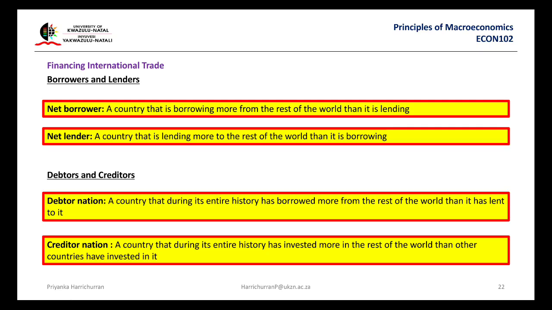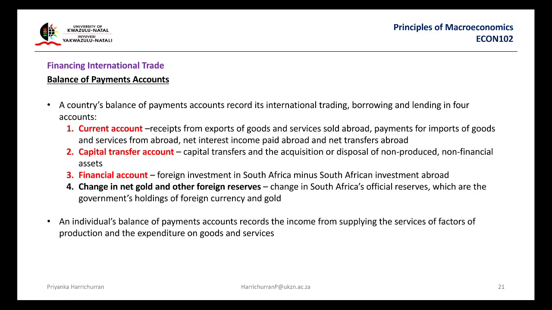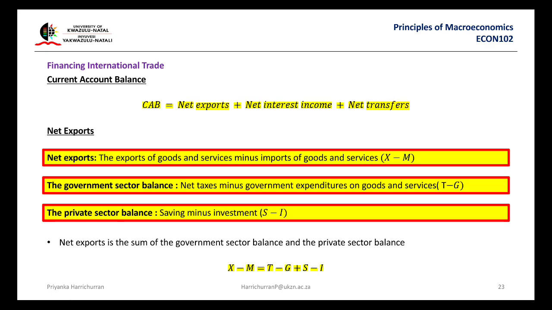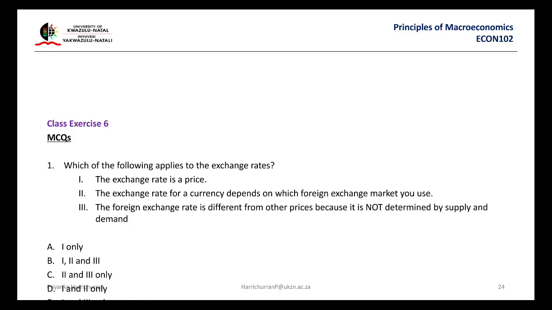A net borrower is someone who borrows more. A lender is someone who lends more than they borrow. So the net borrower is the person who borrows more. A debtor nation is a country that basically has more debt than what it has lent to people. A creditor is a country that gives countries more money than what it asks for or goes into debt for. We discussed that.